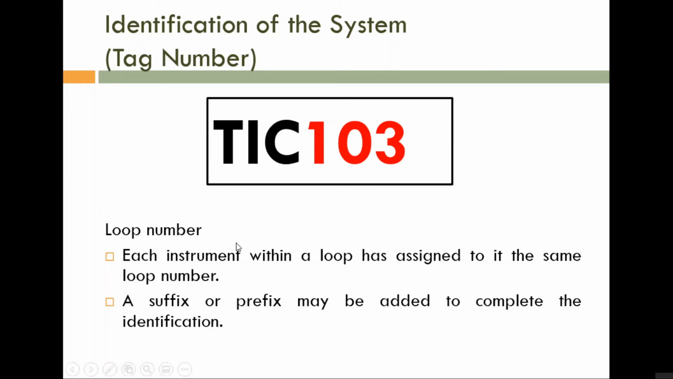So we can identify the same type of instrument by using a suffix. So if we have the same TIC 103, meaning if we have the same temperature controller in a particular loop, then we have to use 103A and 103B. A suffix is used to identify the same type of instrument in a particular loop. Okay, so that one is a modification. Normally there is no need to discuss that. So please note 103 is the loop number.